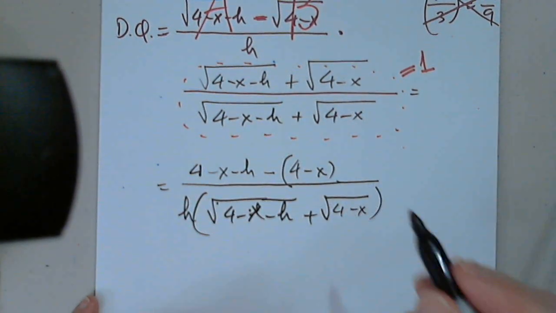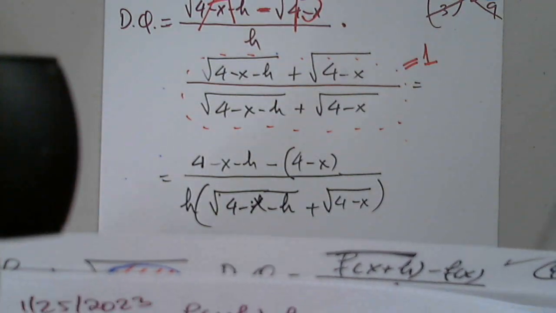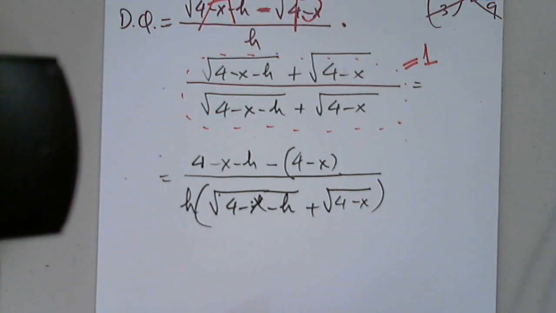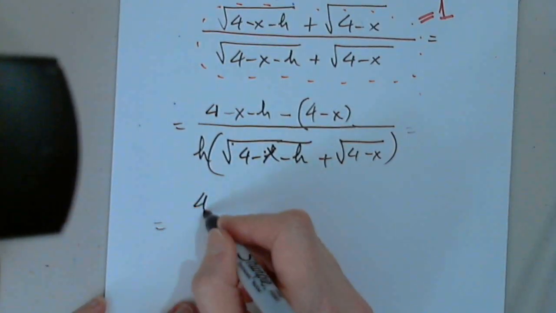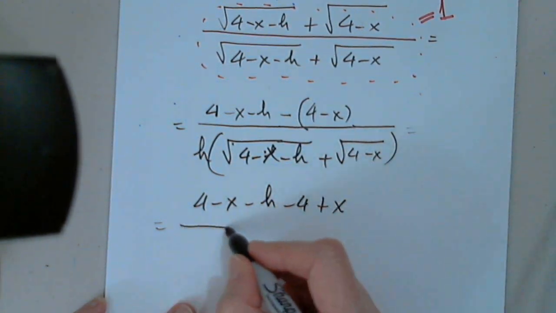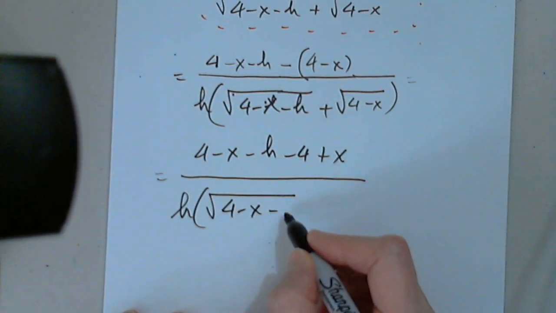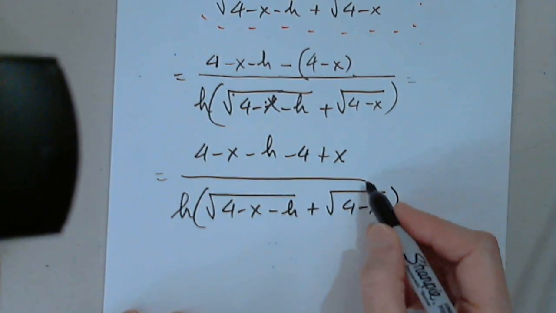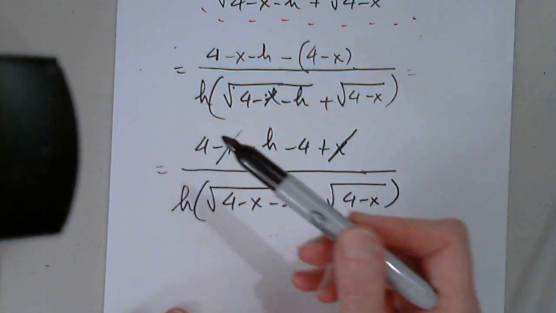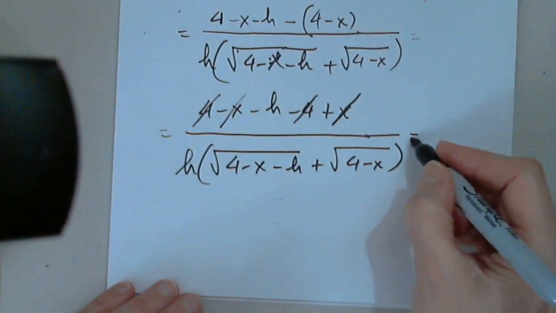4 minus x. Good. So remember note number 1. What has to happen? Otherwise, I'm not on the right track. All terms without h must simplify in the numerator. Okay, so let's see. I will write it one more time: 4 minus x minus h minus 4, but plus x. If those do not cancel out, then I'm in trouble. So the negative x with the positive x, goodbye. The positive 4 with the negative 4, goodbye. So note number 1 happened.